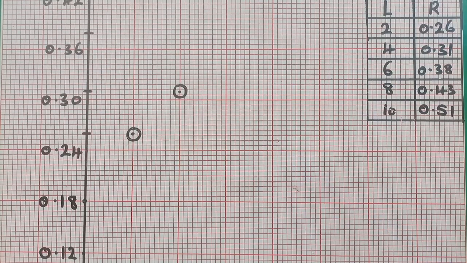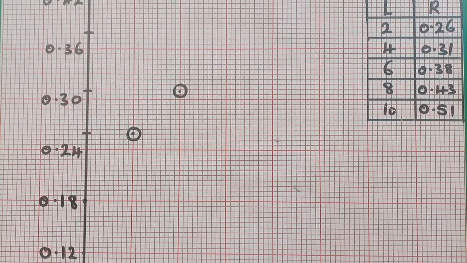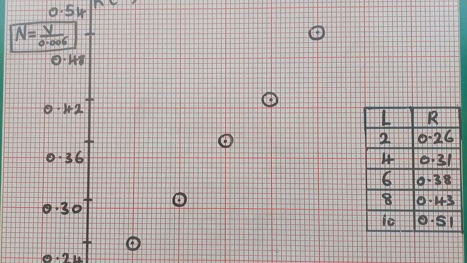Let's do the same thing for the remaining values. That is 6 against 0.38, 8 against 0.43, 10 against 0.51. All right, this is what we get after we got other spatial points of intersection for the remaining pairs of values for L and R. See them.